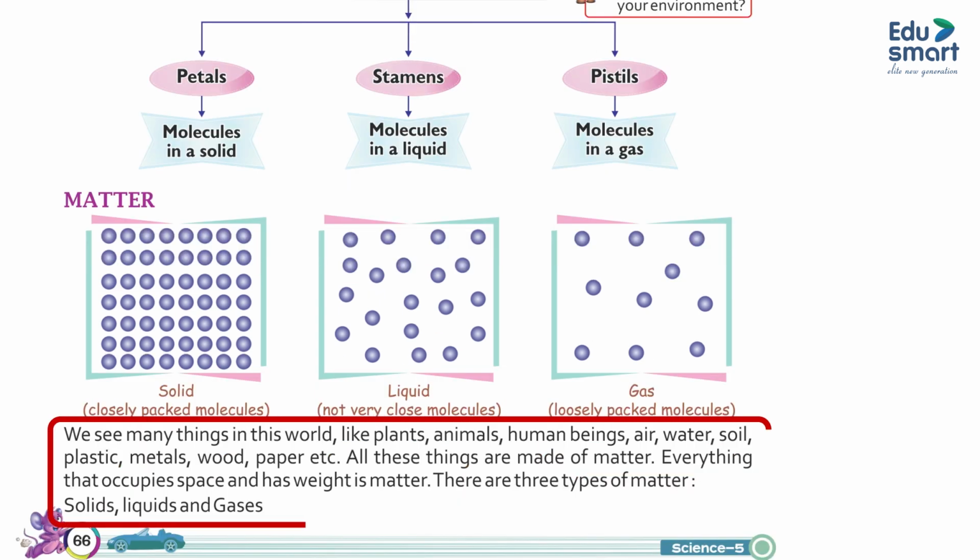We see many things in this world like plants, animals, human beings, air, water, soil, plastic, metals, wood, paper, etc. All these things are made of matter. Everything that occupies space and has weight is matter. There are three types of matter: solids, liquids and gases.